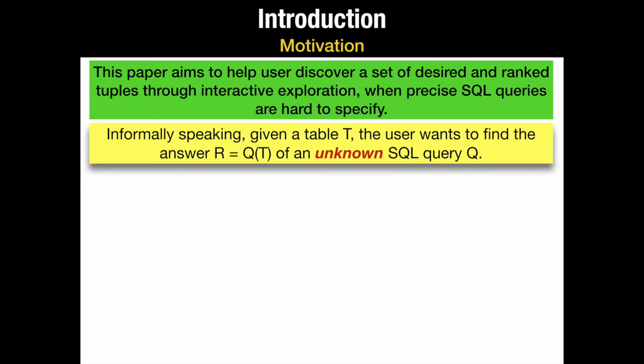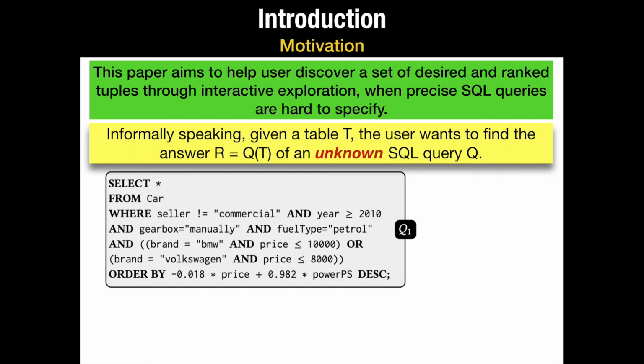Let's illustrate through an example why specifying such SQL queries is hard. Suppose a user wants a new manual petrol car that is produced after year 2010, not provided by commercial sellers, and its brand can be either BMW with price less than 10,000 or Volkswagen with price less than 8,000. Moreover, assume that she wants all cars to be ranked by a weighted sum function, minus 0.018 times price plus 0.982 times power. But note that she does not know this function. That is, the ground truth query can be expressed as Q1 below.